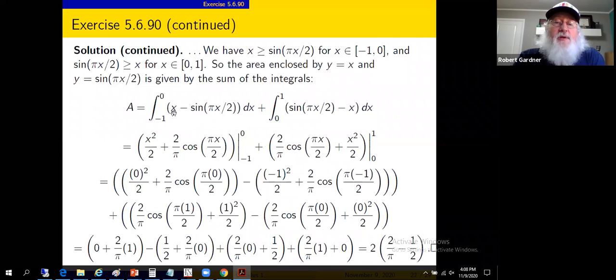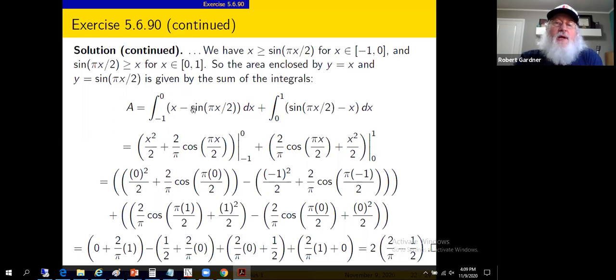So that produces upper minus lower, x minus trig function from -1 to 0, trig function minus x from 0 to 1. And it's just a matter of evaluating these integrals. X, easy enough to anti-differentiate, x squared over 2. Sine pi x over 2. If you like, you can do this with some U substitution. I suppose they mean you to, given it's in this section involving U substitutions.